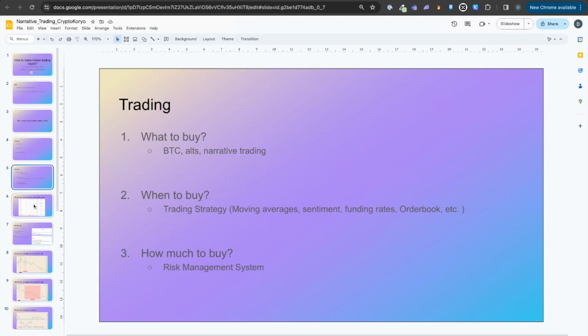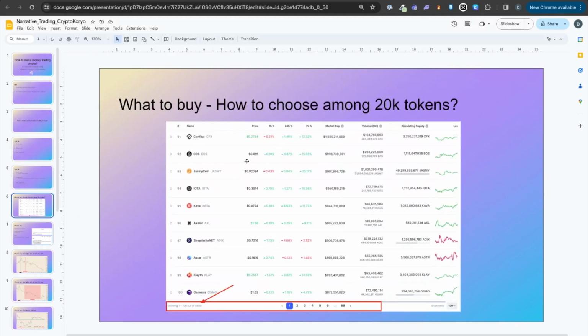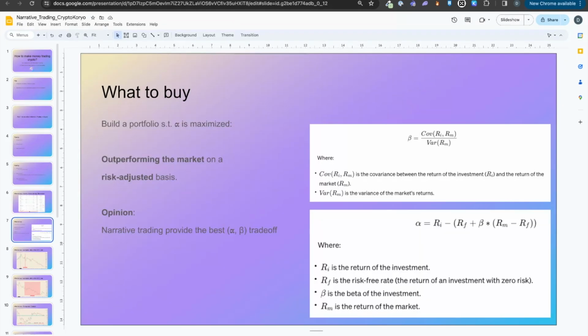So in crypto, if you go on CoinMarketCap, you will see that there are almost 10,000 tokens listed on CoinMarketCap and CoinGecko, and if you go on the screener, you will see that it's much more than 20k tokens that you can actually buy and sell on DEXes and also centralized exchanges. So with all these options, what should you buy? How should you build your portfolio?